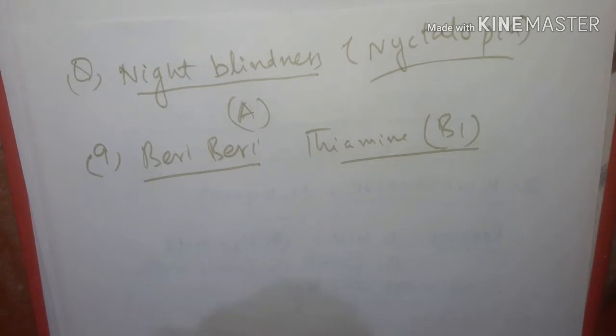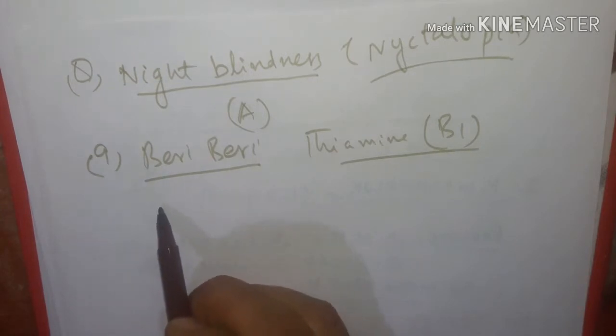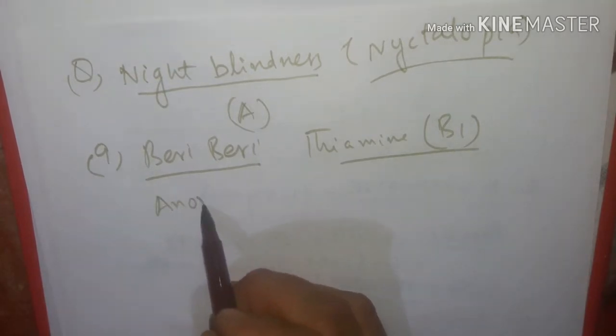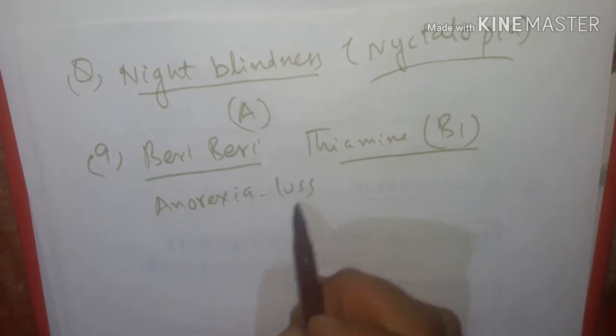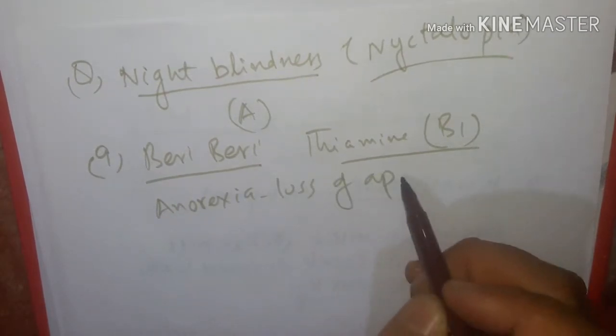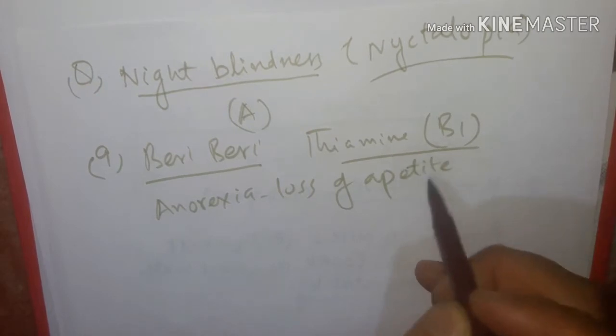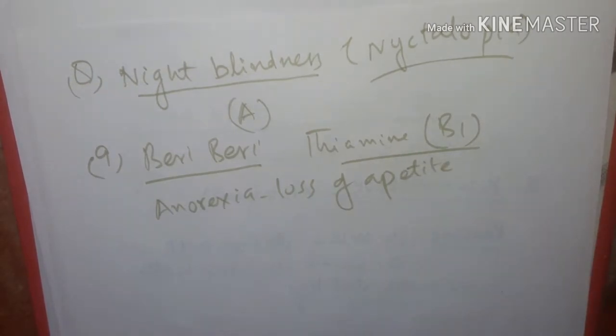So we have anorexia, that's actually loss of appetite. And we have palpitation, mental confusion, slow reflexes, body rigidity, neuritis, an inflammation of peripheral nerves, weakening of muscles, paralysis, progressive edema.